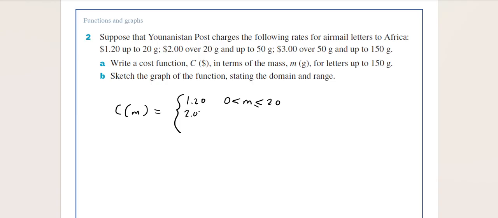Then we've got our $2 cost for masses which happen to be more than 20, up to 50 grams. And then we've got our final one, which is $3, for anything that happens to be over 50 grams, up to 150 grams. So it's our cost function. It doesn't really depend on the mass in the sense that the cost is either $1.20 or $2 or $3. The next question will be a little bit different. But this is going to be our cost function. We've got it written out in three parts because there are three parts to how the cost operates.